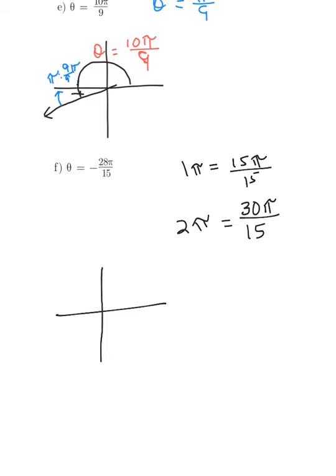We want to go negative 28 over 15. So we want to go almost to 2 pi. So what that means is for theta, we are starting at 0, going down almost all the way around and ending in the first quadrant. So there's our theta of negative 28 pi over 15.